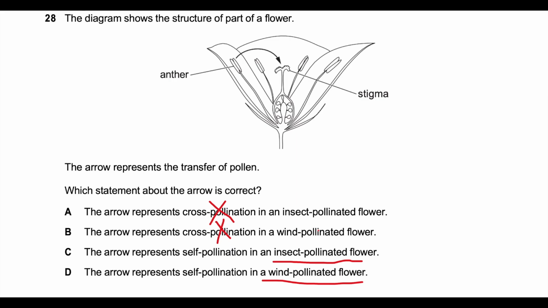After I showed you and explained the difference between the wind and insect-pollinated flower, the right answer here is what? It's C. As you can see, all the parts are inside and the anther is inside, not outside like the wind-pollinated flower.